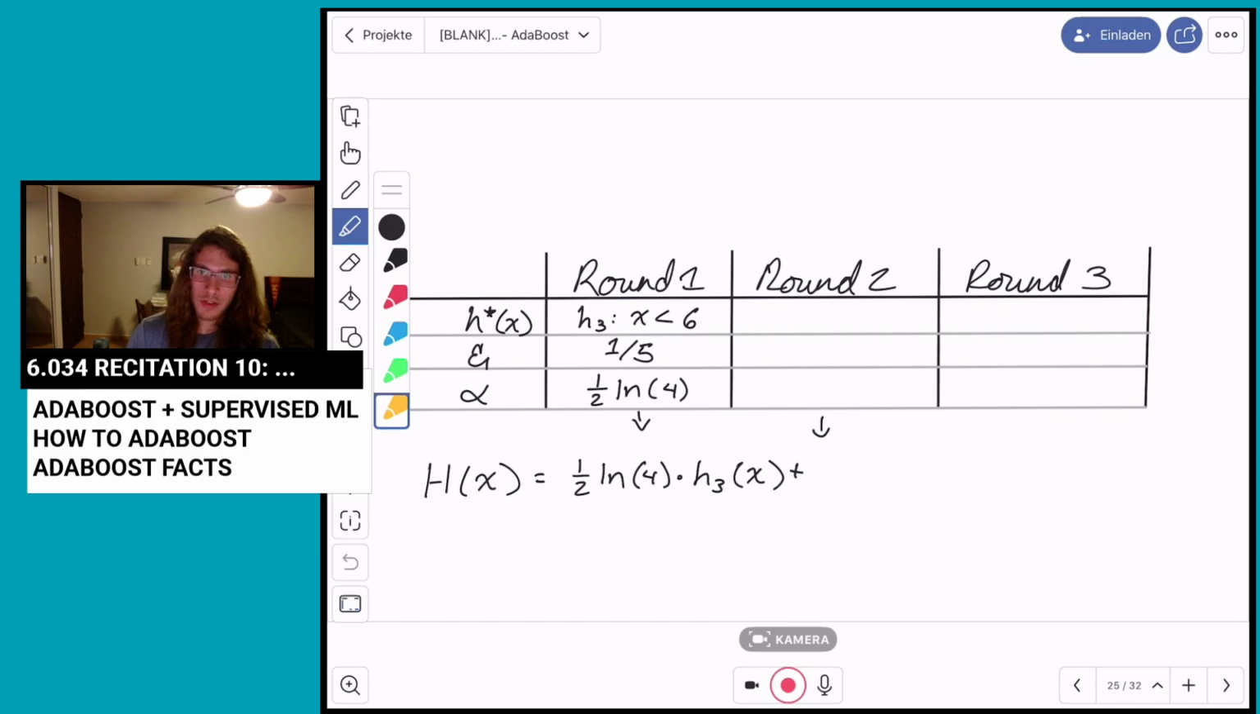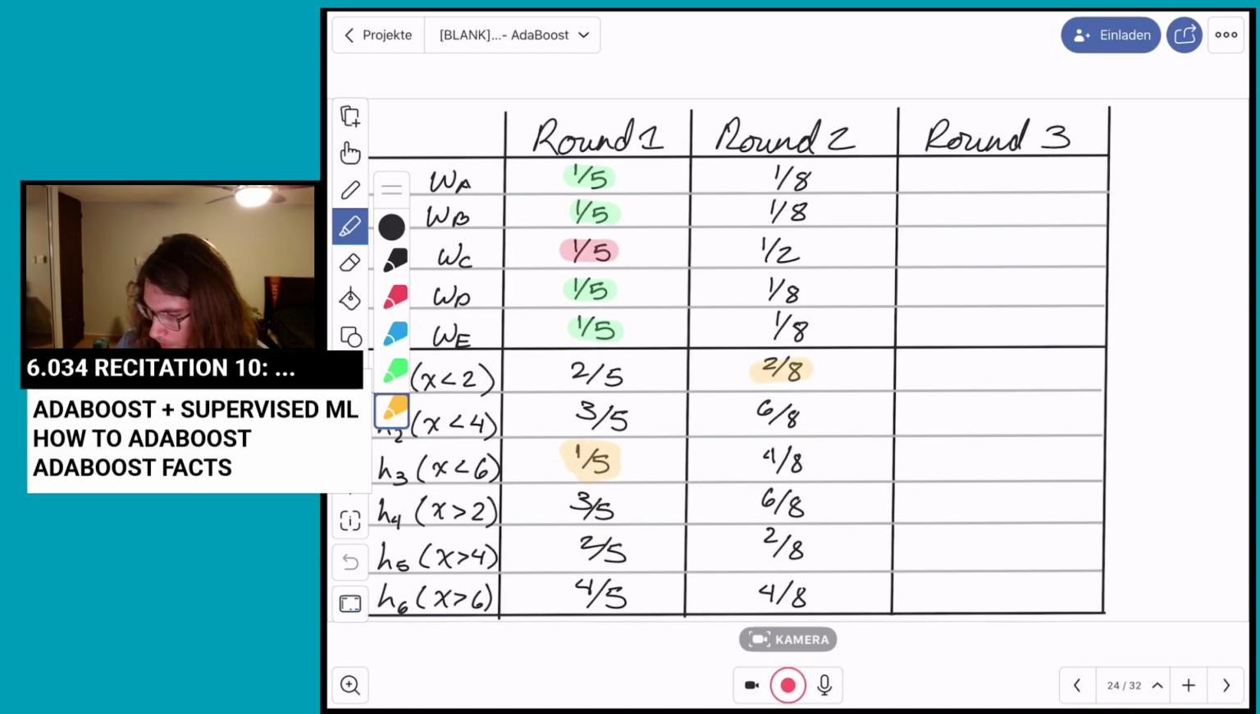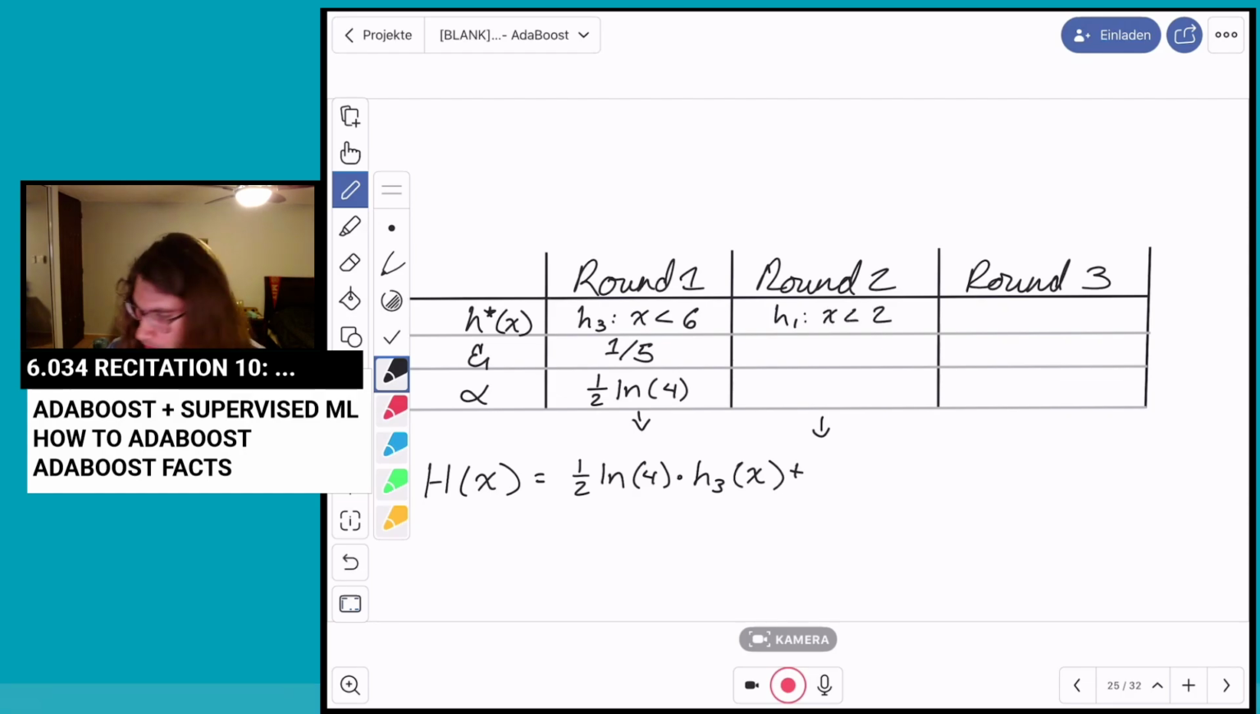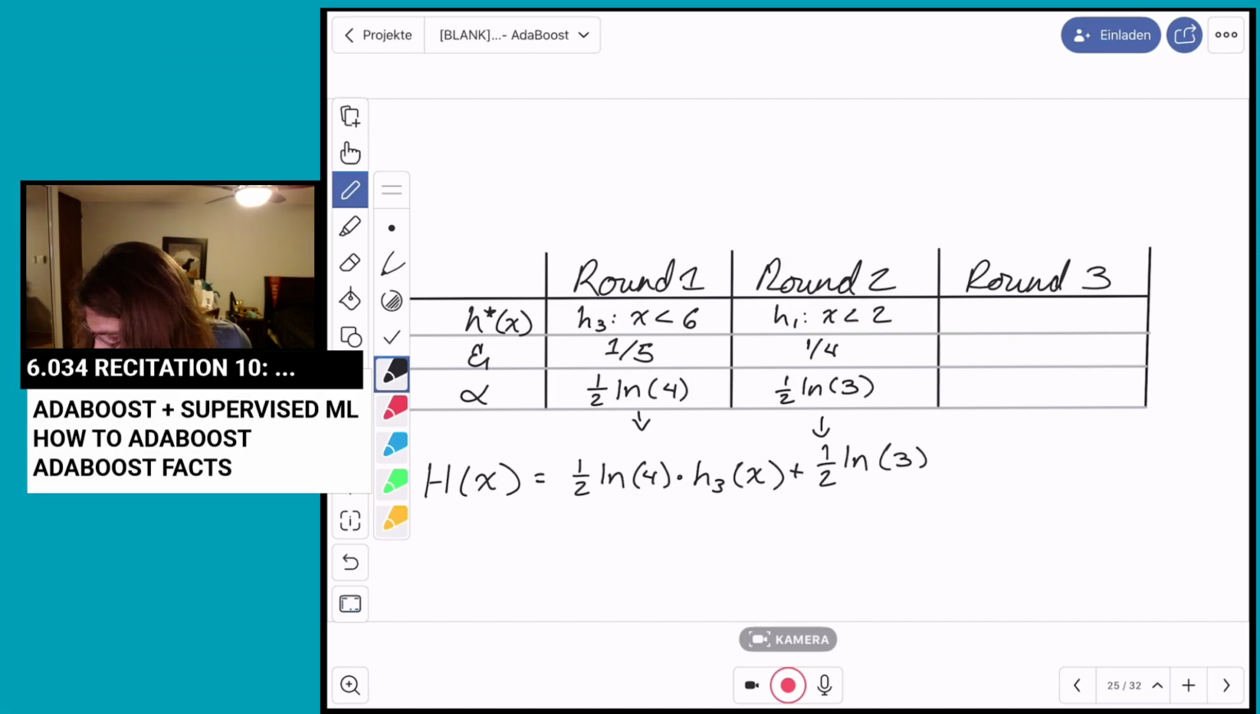And now I need to make the calculations from earlier. Let me just check, which one did I pick? H1. Yeah, x less than 2. So this is H1, x is less than 2. The error rate was 2/8. Now that I've compared and contrasted, I'm just going to simplify it to 1/4. And while I'm at it, I'm going to calculate the voting power. It's going to be 1/2 the natural logarithm of 3. And now that I have the error rate, the last step is to append to the strong classifier, natural logarithm of 3 times h1 of x.